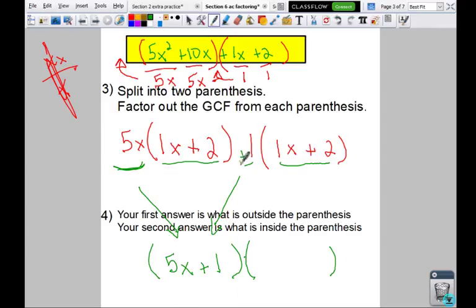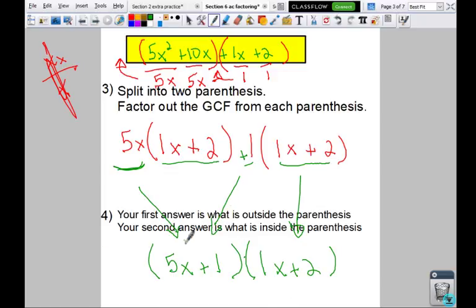My second answer, you see how we got the same thing inside the parentheses? I'm going to pick one and I'm going to put it down for my second one. 1x plus 2. This is my final answer. So I take what I factored out, the 5x and the 1, and I shoved them together in my first part. And I just picked one and I shoved it in for my second one. My final answer is 5x plus 1 and then 1x plus 2.